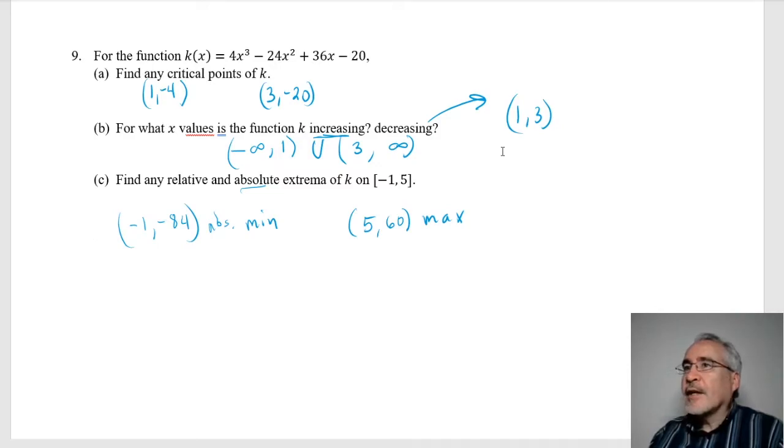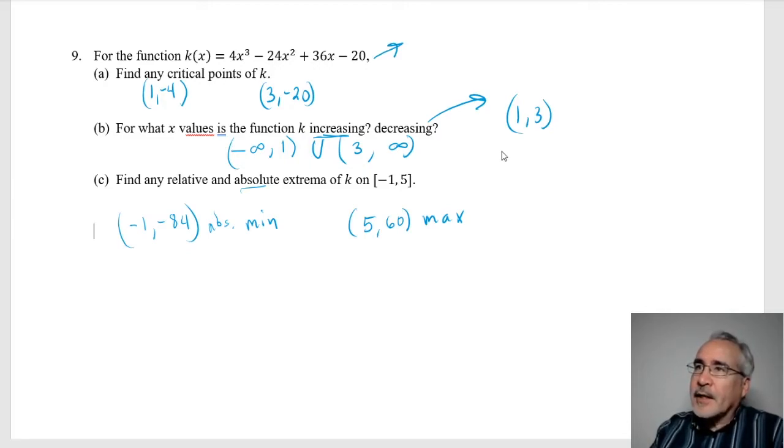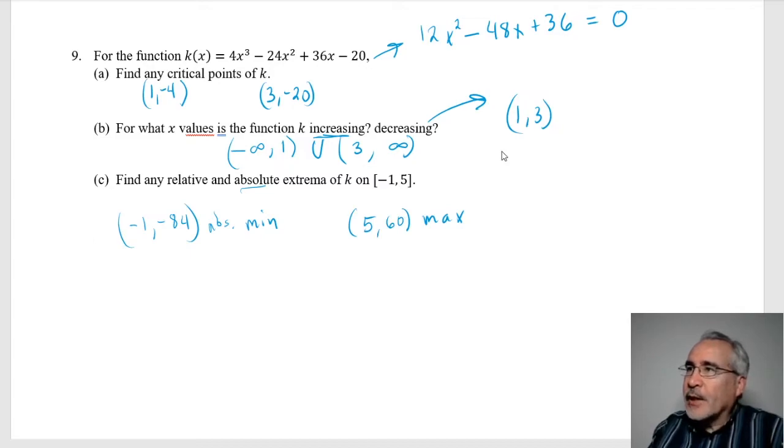So I think we did this all. We were able to do it without calculus. If you'd like, take the derivative of this. 3 times 4 is 12x squared. 2 times 24 is 48x plus 36. You would look for where that equals 0. Notice 12 can factor out of this. We're going to see 1 and 3 are the values we end up getting.